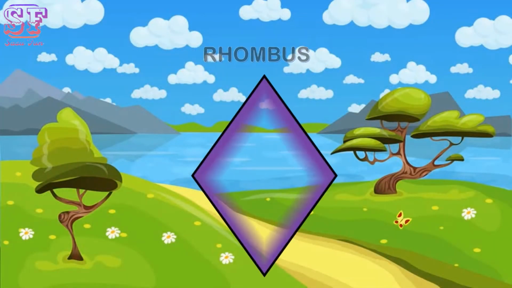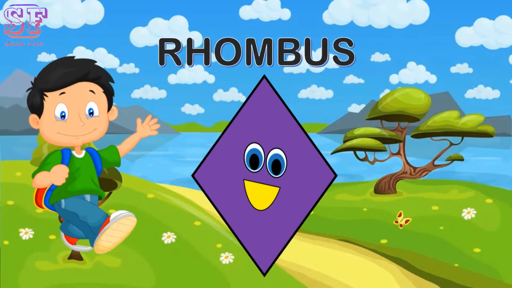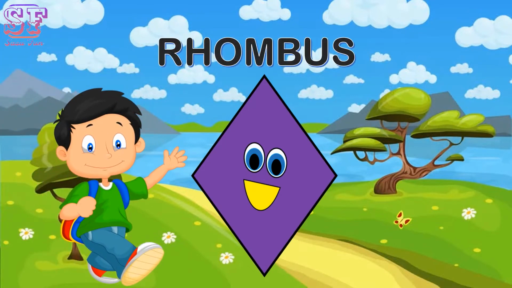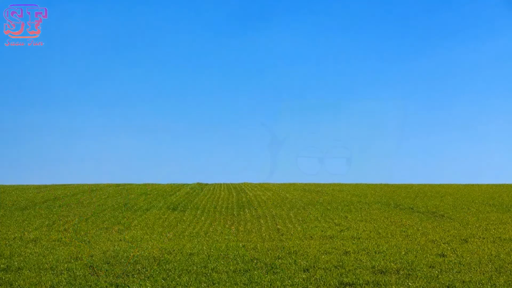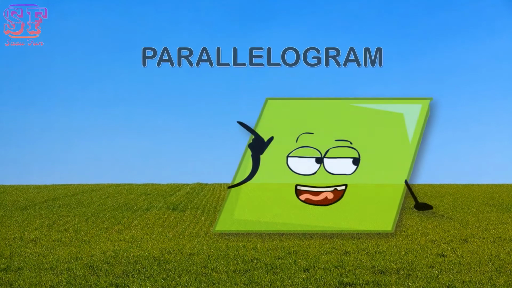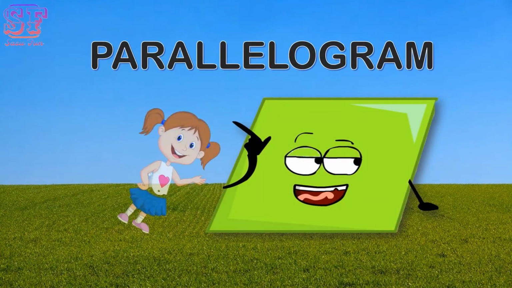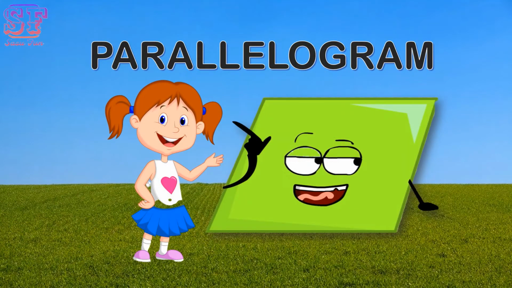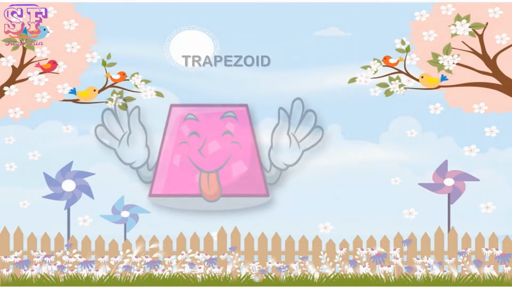I am a rhombus. I have four sides. Parallelogram. I am a parallelogram. I have four sides.